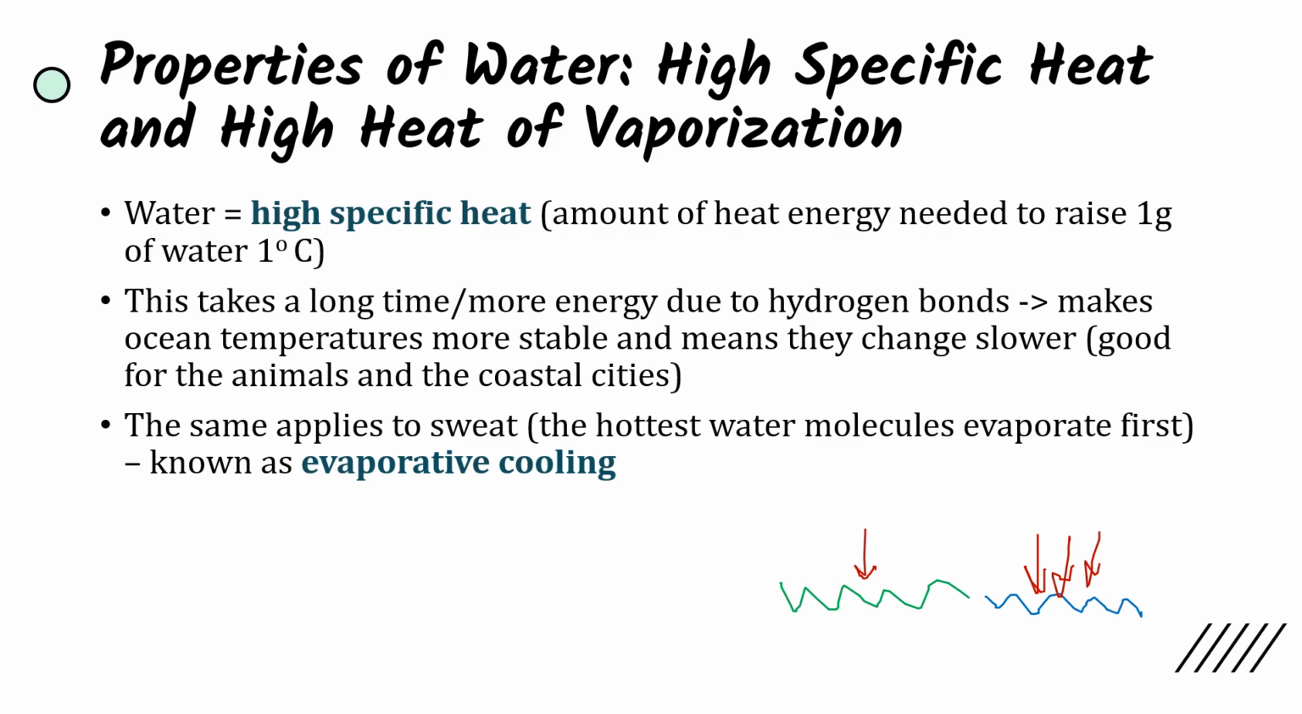And now the reason this takes so long is due to the hydrogen bonds between water. Because when you have these water molecules that are bonded through hydrogen bonds, first the energy is used up to cleave these bonds before it can actually raise the temperature of the water. And this makes ocean temperatures more stable, which is good for the animals living in the oceans, and it's also good for the coastal cities because the temperature changes aren't as extreme. So basically, water is able to regulate temperature through this specific heat.